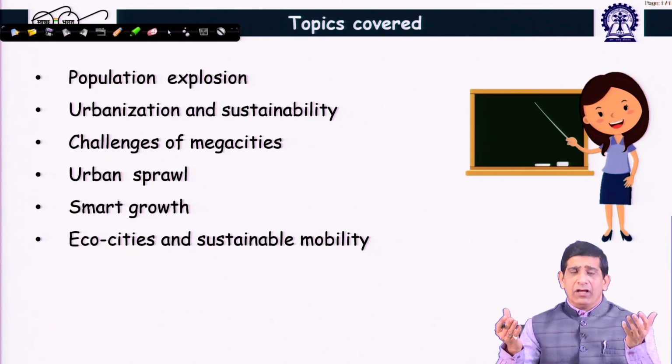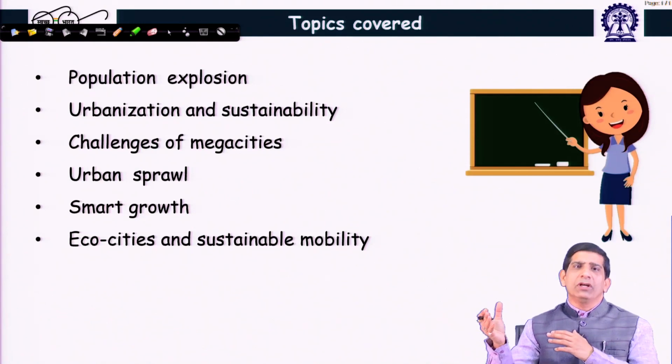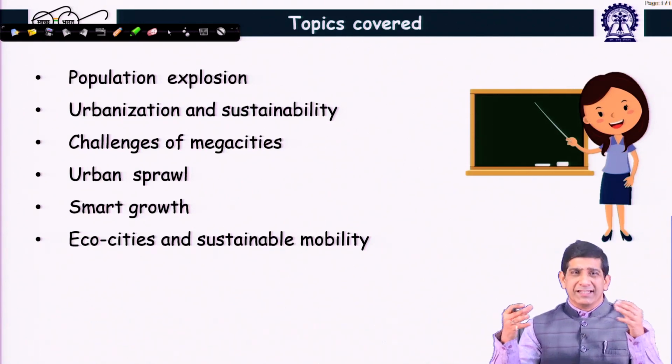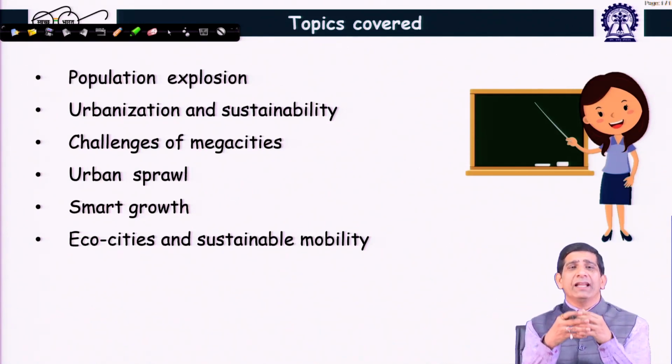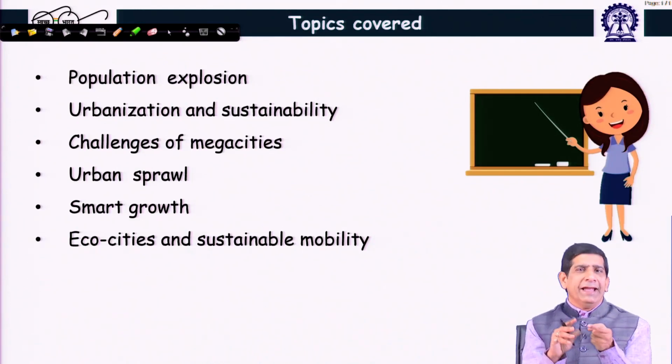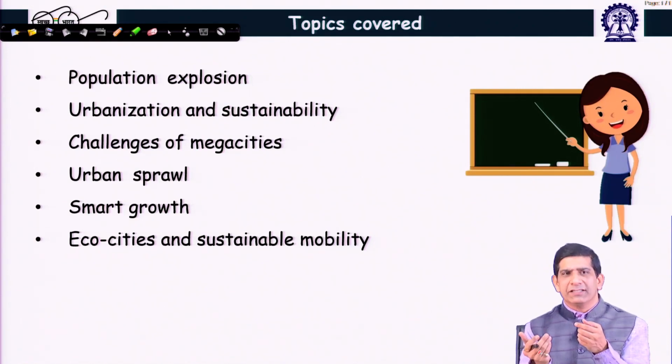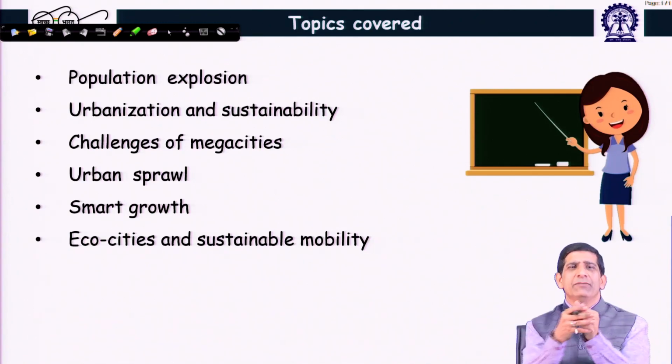And urban sprawl, how the urban area is encroaching upon the rural areas, and how two urban areas are getting merged together. If you look at NCR today, the National Capital Region of Delhi, where Delhi ends and Gurgaon starts, or where Delhi ends and Faridabad starts, or Delhi, Ghaziabad, Delhi, Noida, all those have actually merged together. 20 years ago, it was not like that.